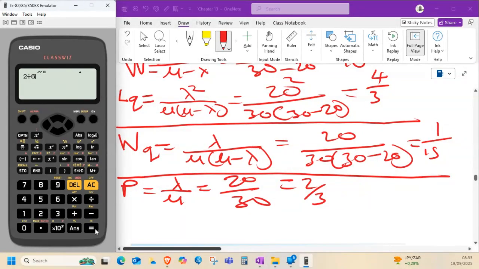2 divided by 3 equals that. Here in the 2/3, multiplied by 100, you're going to get 67%.